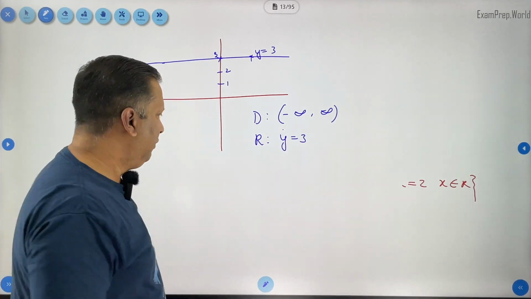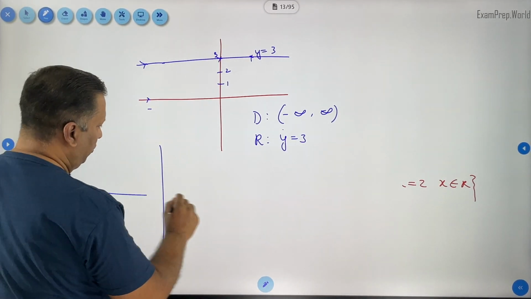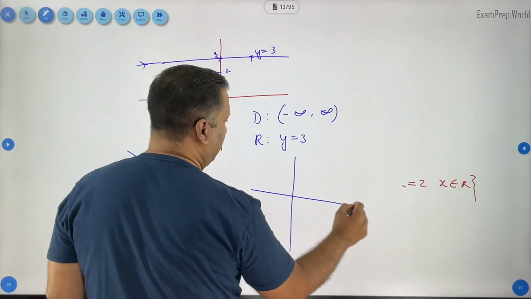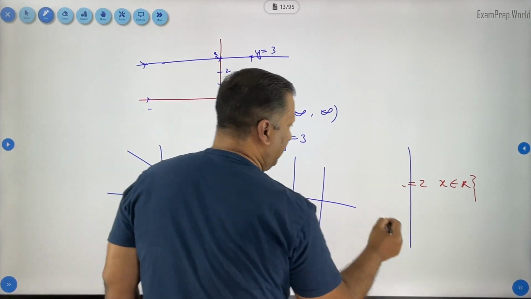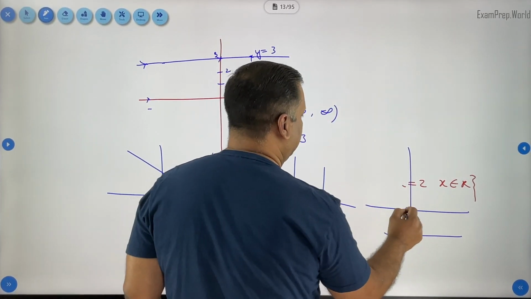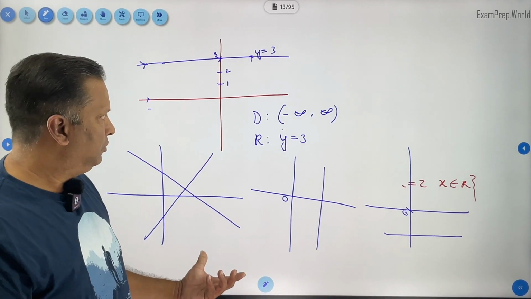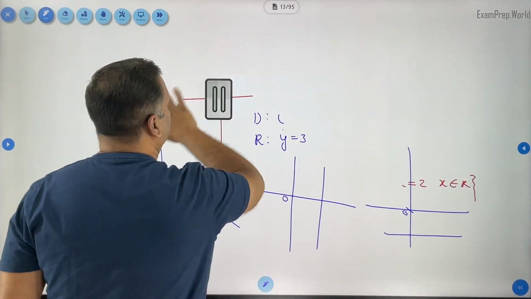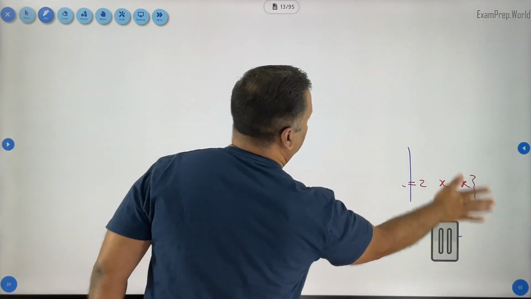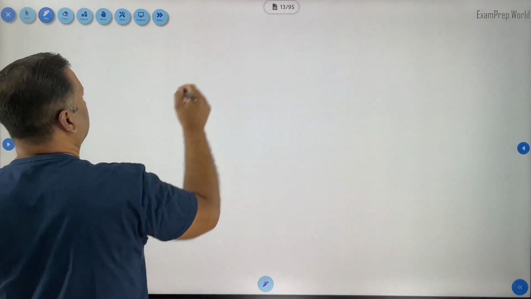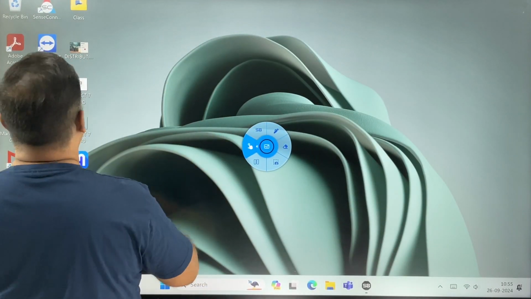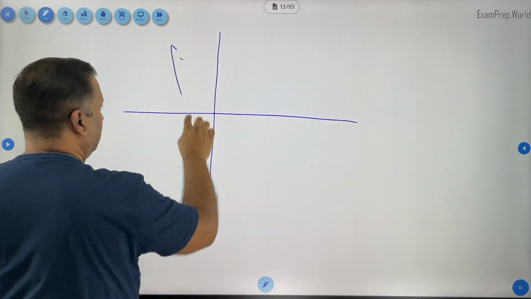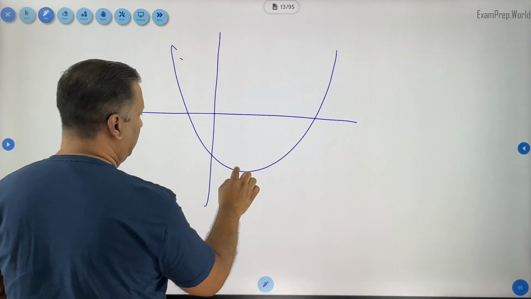Okay. So now we have discussed domain and range of straight lines which are inclined like this or like this. We have also discussed straight lines which are vertical, and then we have also discussed straight lines which are horizontal. Okay. So domain and range of this, right? What about a parabola? Let us see a parabola now. Suppose I have a parabola like this, okay, where this is the vertex.